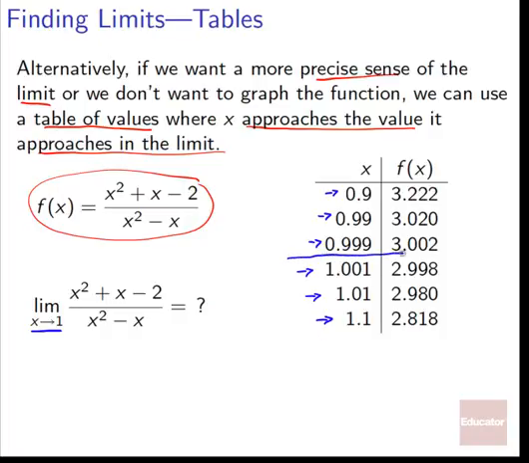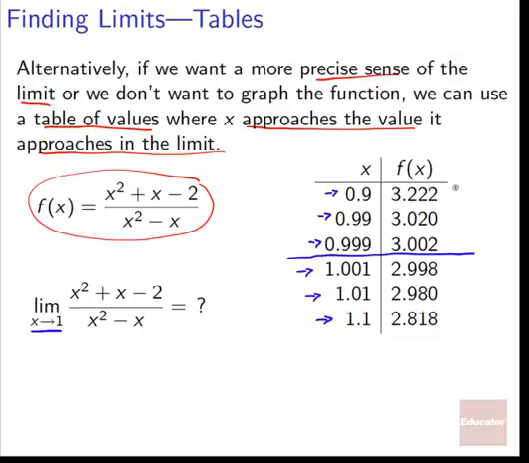Now, of course, we can't actually plug in x equals 1, because if we plug in x equals 1, it's just going to fail on us, right? And the limit isn't about where it actually would be. It's about what happens on the way there. So we don't plug x equals 1 into our table. All we're concerned about is what happens to the numbers as they get really close to x equals 1.